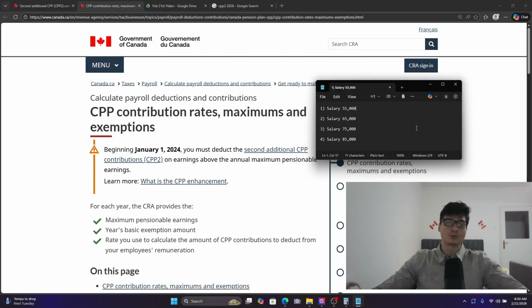We want to calculate what our CPP contribution is under each and compare them so that we can determine whether this is something that we should maybe be upset or concerned about regarding the new changes to CPP and how it affects the middle class.